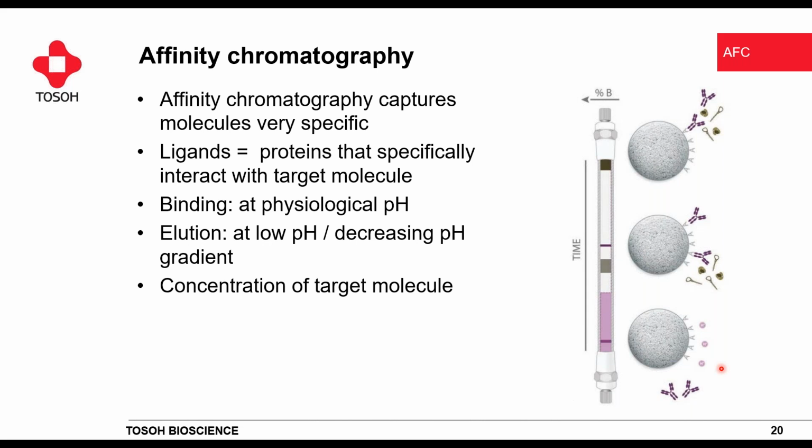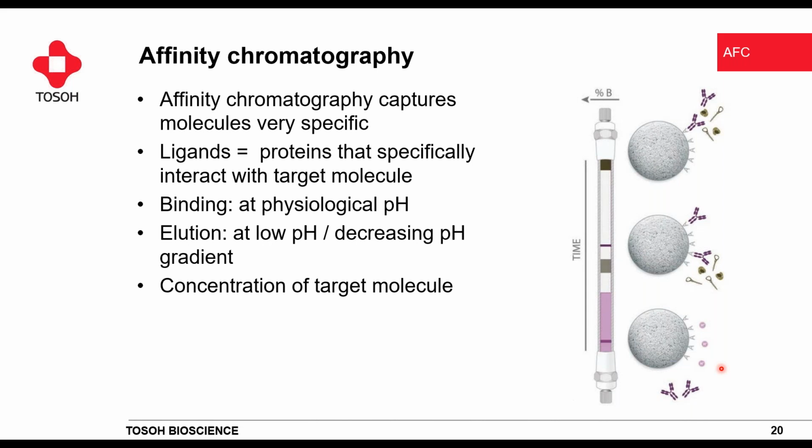And then you are eluting with a low pH or decreasing pH gradient, depending on what you would like to see or what you want to have. And your eluate then contains only the target molecule, so you have a very clean sample. You could, if you're interested, further analyze this, or you can also determine the concentration of your sample with this method.